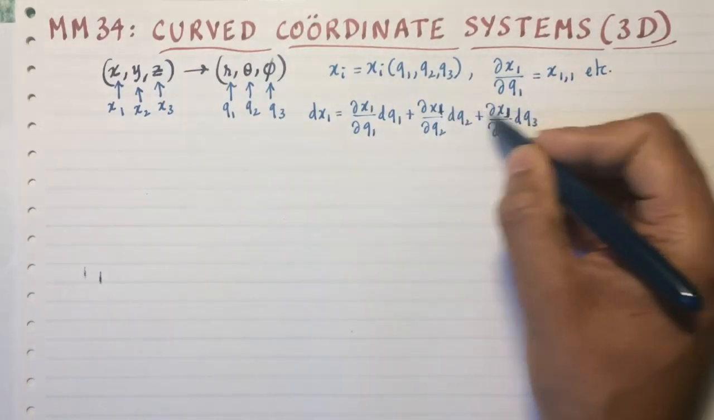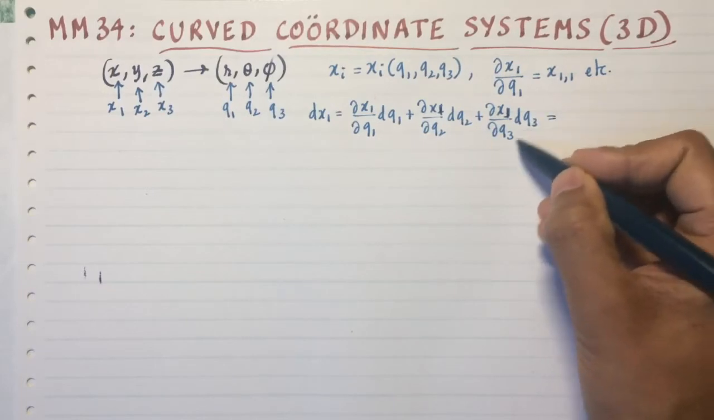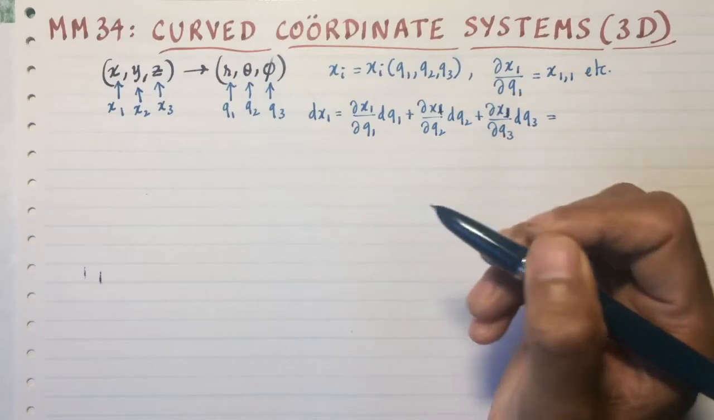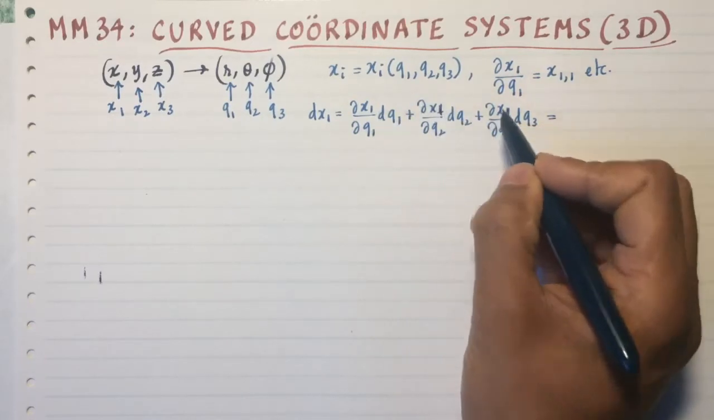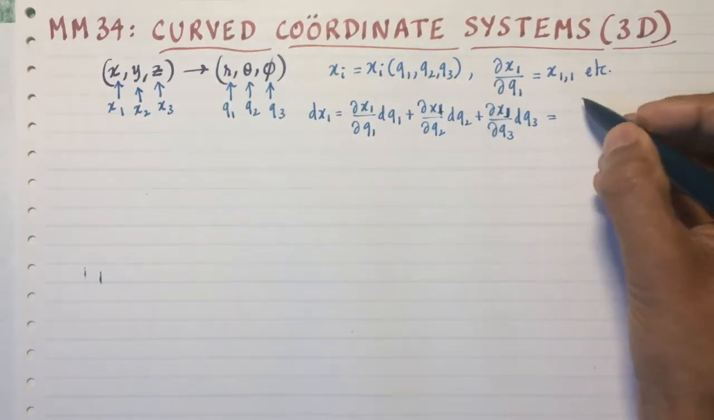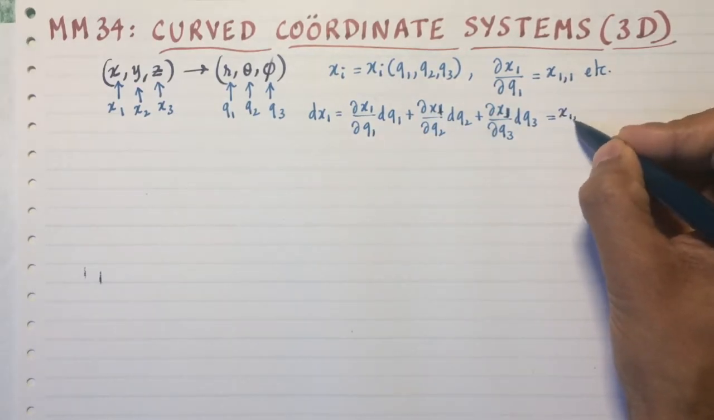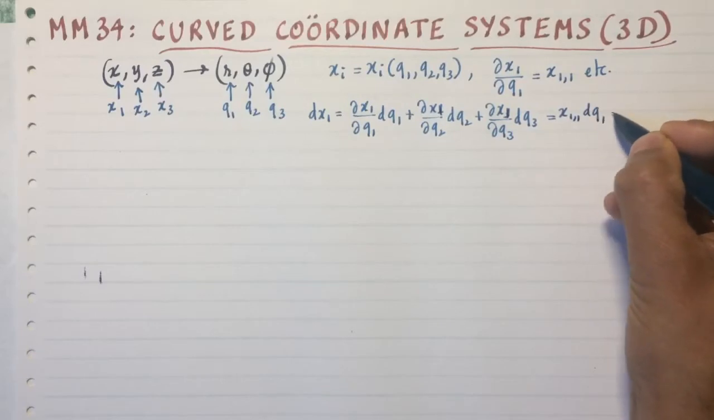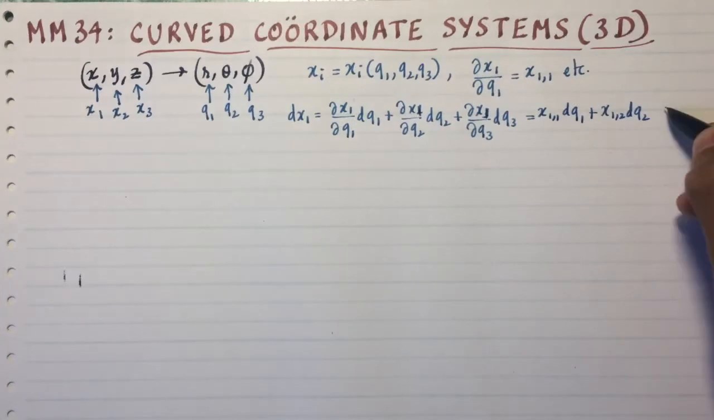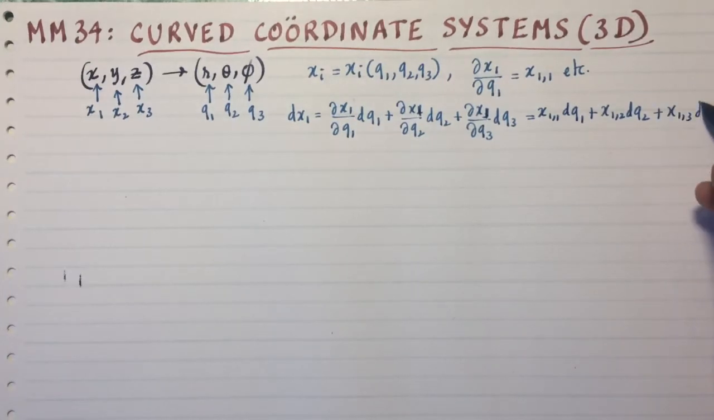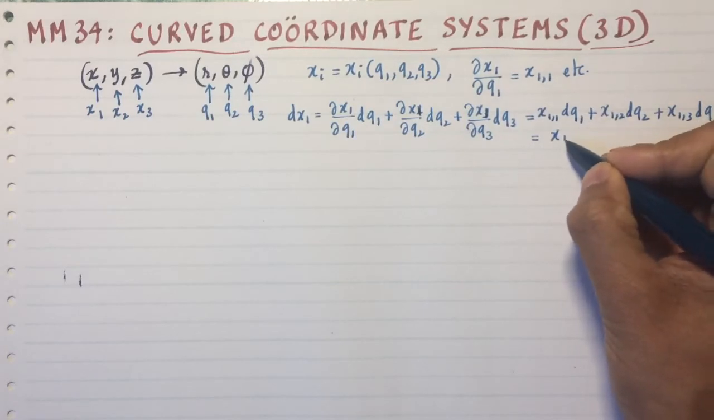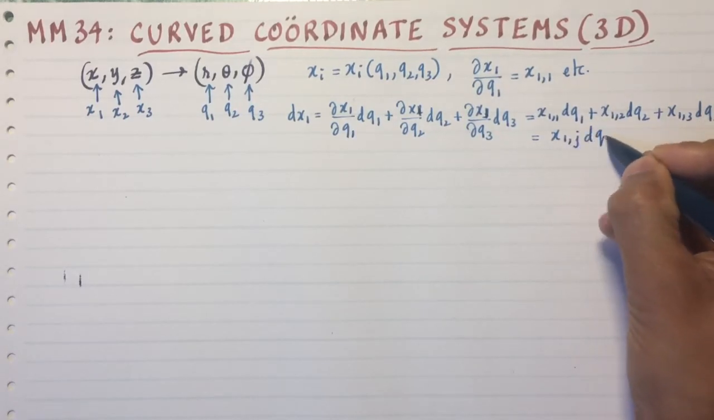It's easy to get fooled by the rhythm of this thing. The only thing that changes is the thing with respect to which you differentiate, not the first thing. So the 1 remains the same, and then these get summed up. So you can see the index structure working already. So I get x1,1 dq1 plus x1,2 dq2 plus x1,3 dq3, which can also be written using the Einstein summation notation. I can write this as x1,j dqj.